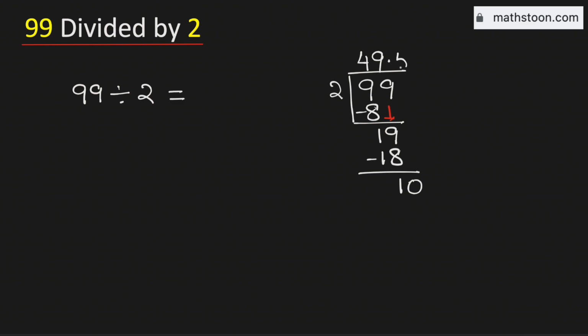Now 2 times 5 is 10. Subtract, we get 0. As we have obtained the number 0 and there is no number to bring down here, so we will stop. Therefore, 99 divided by 2 is equal to 49.5, and this is our final answer.